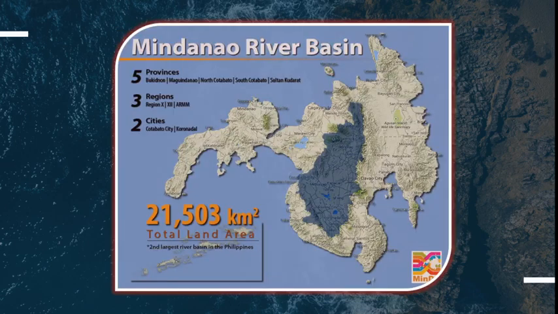Now, in the context of Mindanao, we have the Mindanao River Basin. We have 5 provinces that include Bukidnon, Maguindanao, North Cotabato, South Cotabato, and Sultan Kudarat, and 3 regions that include Region 10, 12, and ARMM, and we have 2 cities, Cotabato City and Koronadal City, for a total land area of 21,503 square kilometers, and this is the second largest river basin in the Philippines.